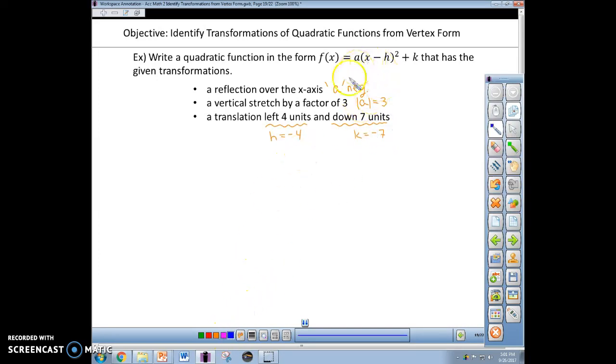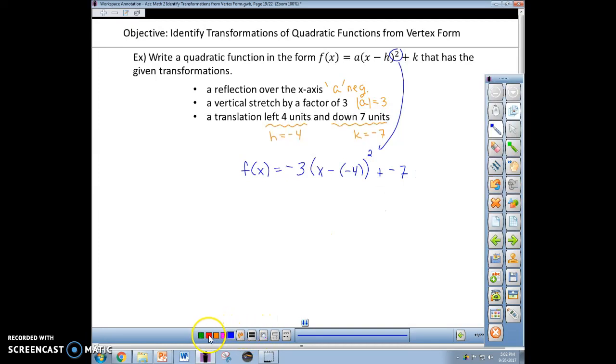So then we'll plug in those values and concepts, putting these two things together. So we have our f of x equals, and for the a, its absolute value has to be 3, but it has to be a negative number to create the x-axis reflection. So we know that that gives us a -3 for a. And we have x minus the h value of -4. Don't forget the quantity squared. That's an important part of the structure here. And then we have plus the k value of -7.